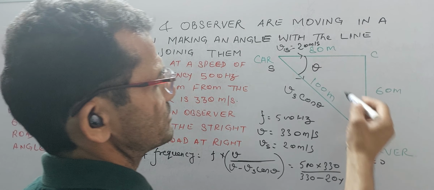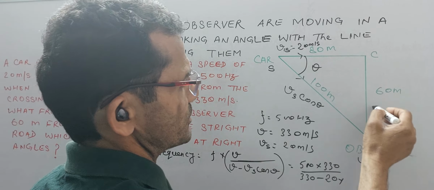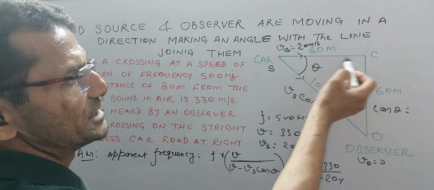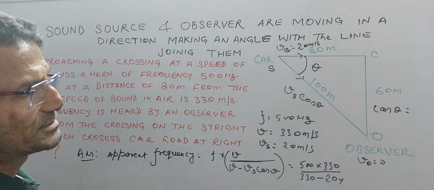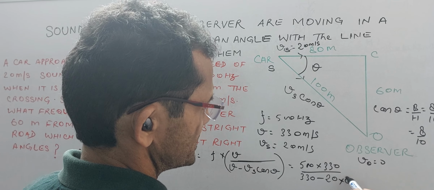If I find the value of cos theta from this triangle, cos theta is equal to base over hypotenuse. This is your theta, this is the base, this is the perpendicular, and this is the hypotenuse. The base is 80 and the hypotenuse is 100 meters. If you cancel the zero, it comes out 8 upon 10.